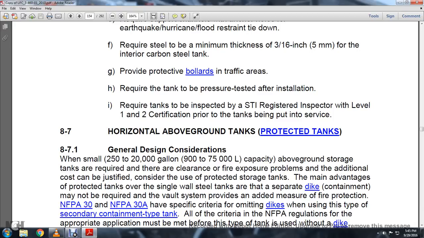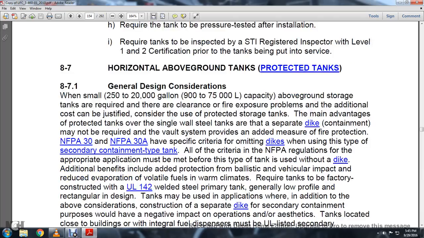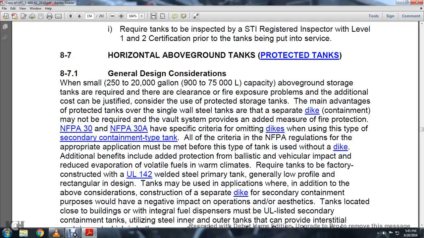8.7 horizontal aboveground tanks, protected tanks. 871 general design considerations. I'm going to quit there for today.